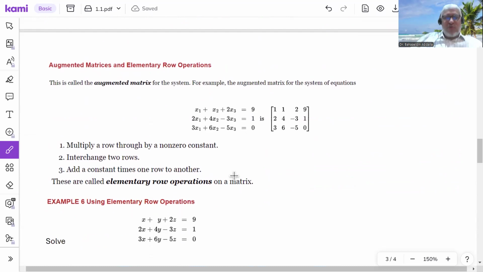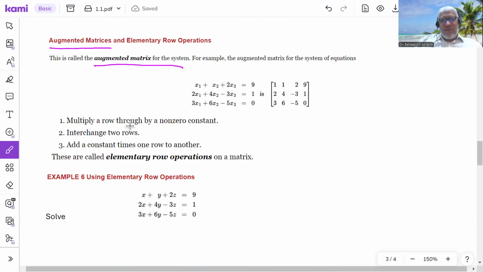Now let us introduce what we call the augmented matrix for a system. What is the augmented matrix? If I have a system like this, this would be the augmented matrix. How can I get it? Well, for the first equation, I write the coefficients 1, 1, 2, and then 9, the constant term.